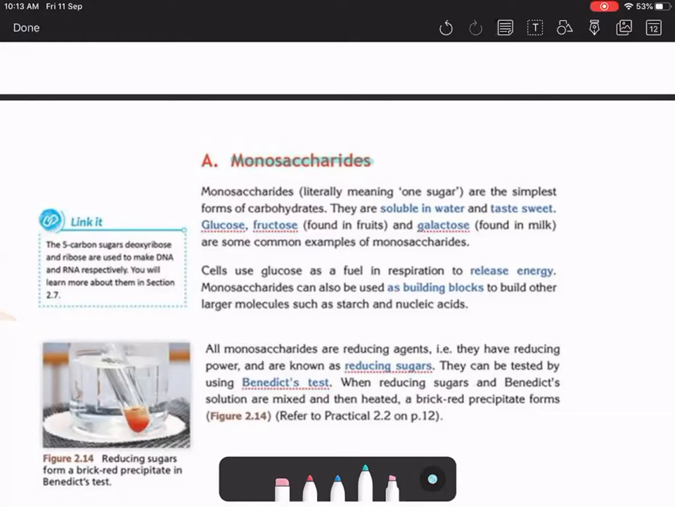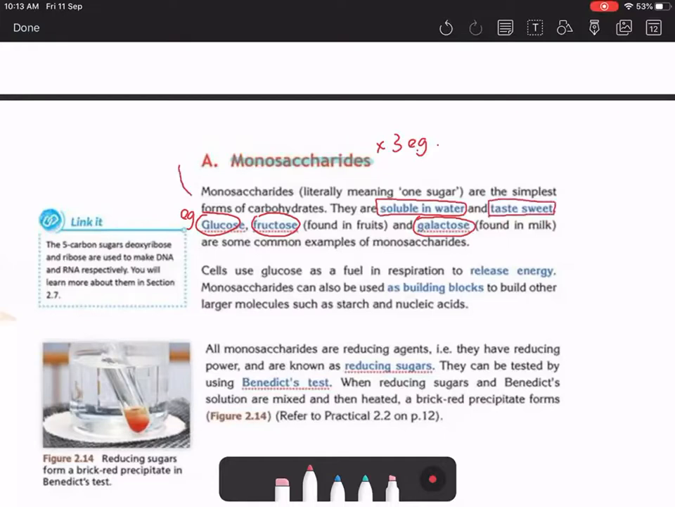Okay, now, first of all, there are examples. Examples are here. Okay, there are glucose, fructose, and galactose. You have to remember all these examples, okay? There are 3 examples, and they have common features, common characteristics. Soluble in water. That means they can dissolve in water. Dissolve in water, okay? And they can taste sweet.